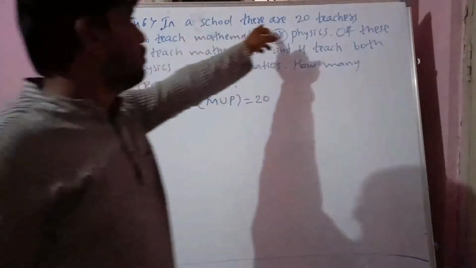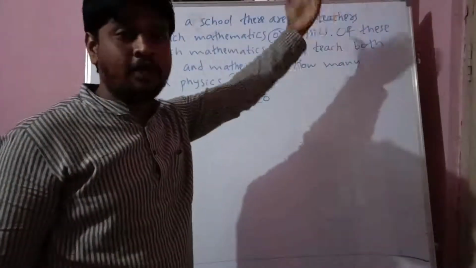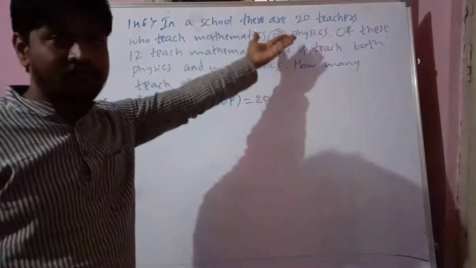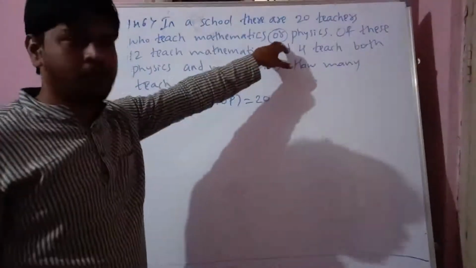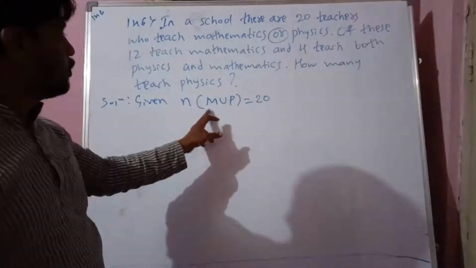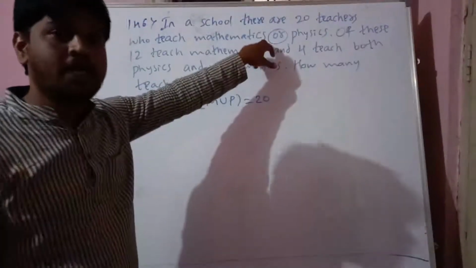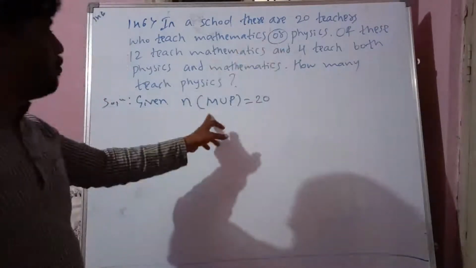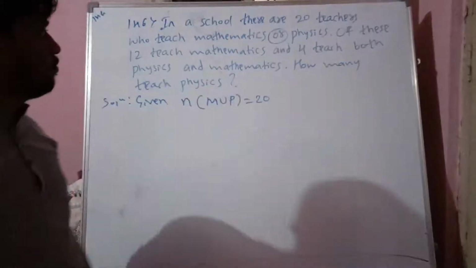So in a school there are 20 teachers who teach mathematics or physics. Or means union, so mathematics or physics means m union p. Or means union, and both means intersection. So m union p is 20.